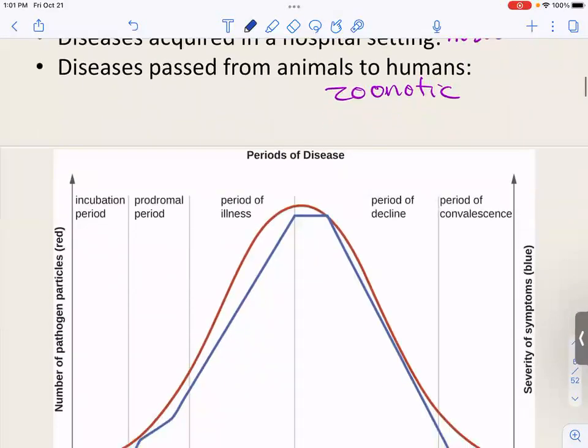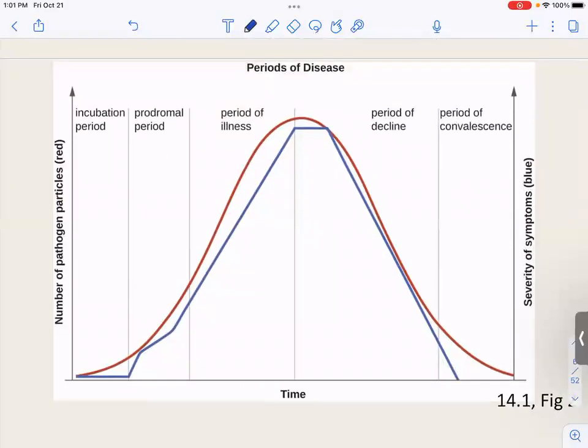So let's keep moving. Again, lots of terms last time. Hopefully some of those were a little bit familiar already. Let's talk about the way that we describe disease progression. There are 5 different periods that we can use to describe this.